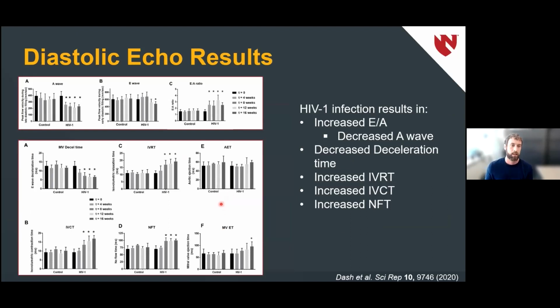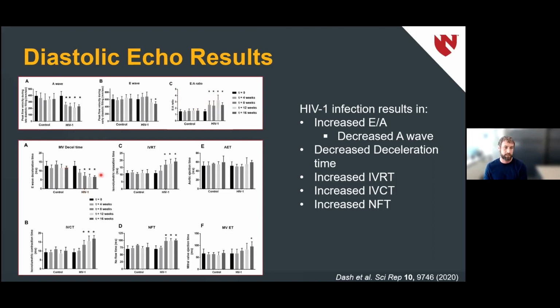Looking at the data results in graph form, this diastolic dysfunction is primarily due to a decrease in the A wave peak. So it can be due to impaired relaxation of the heart, as well as impaired filling of the ventricle. The E to A ratio, starting at 4 weeks post-HIV infection, is greater than 2 and can range between 2.2 to 3.